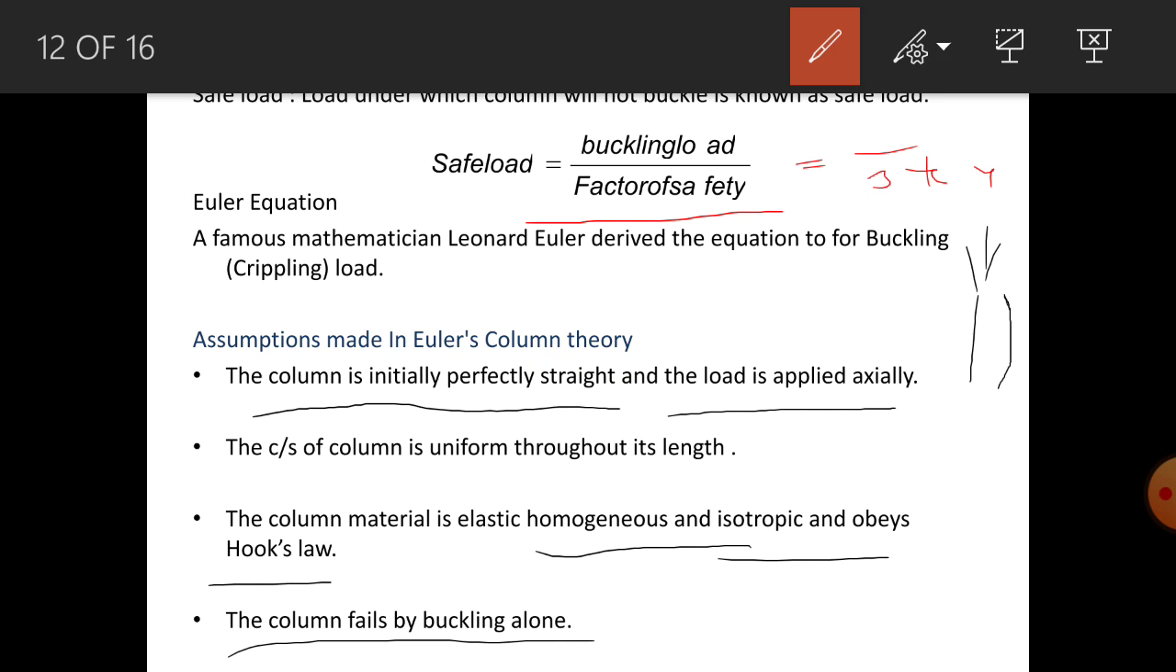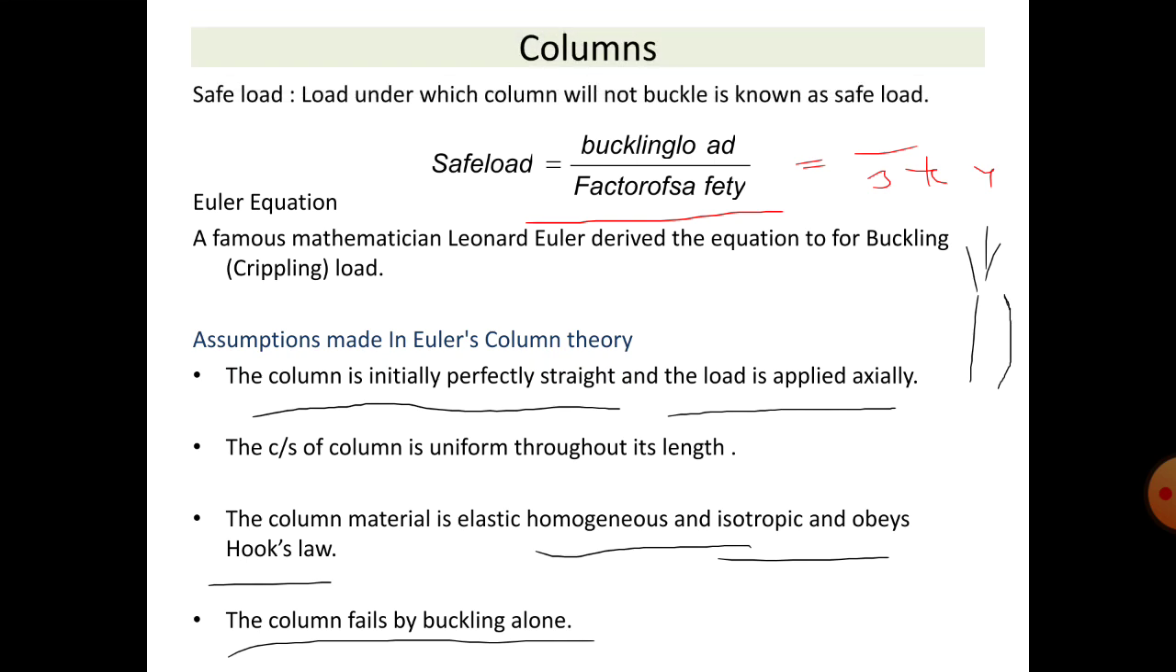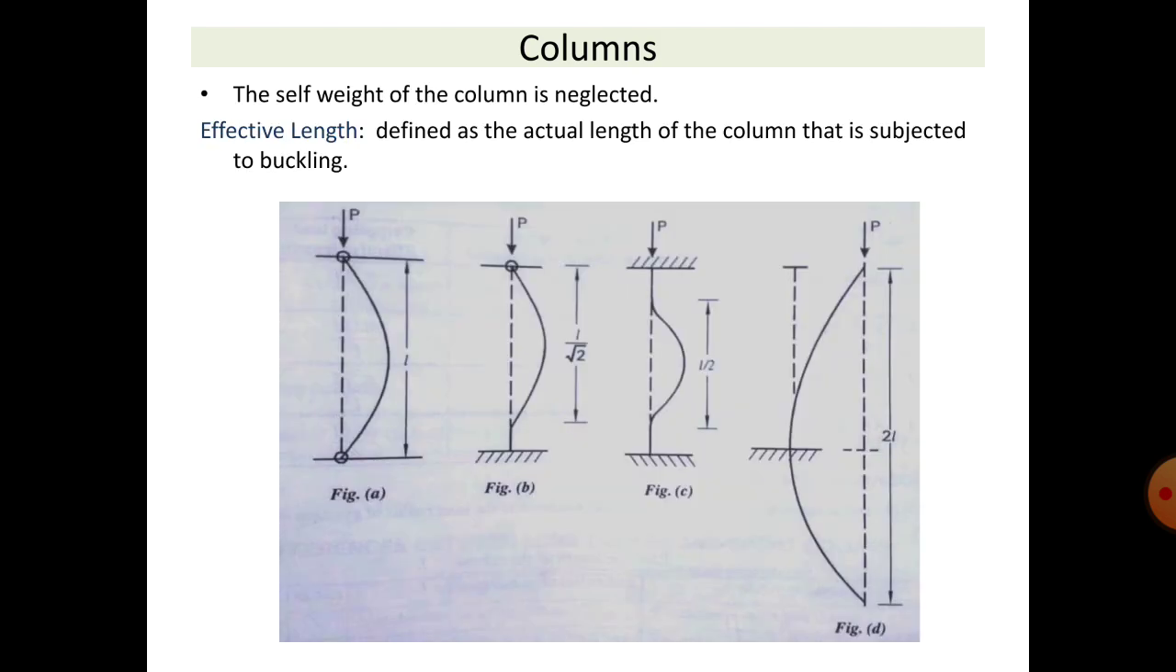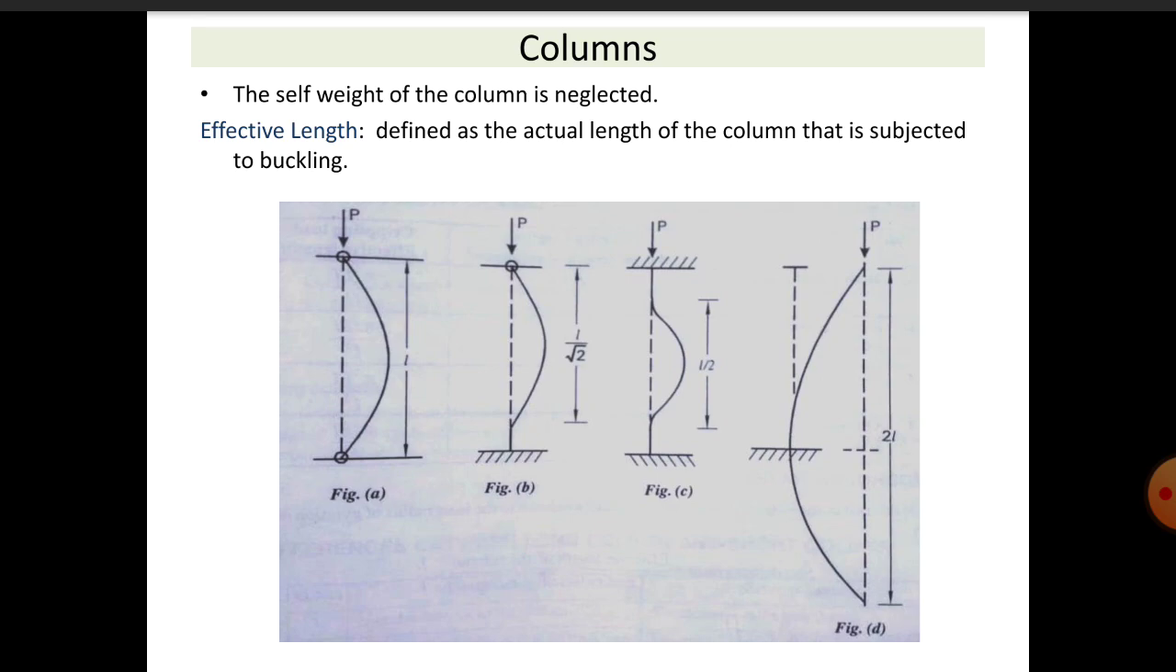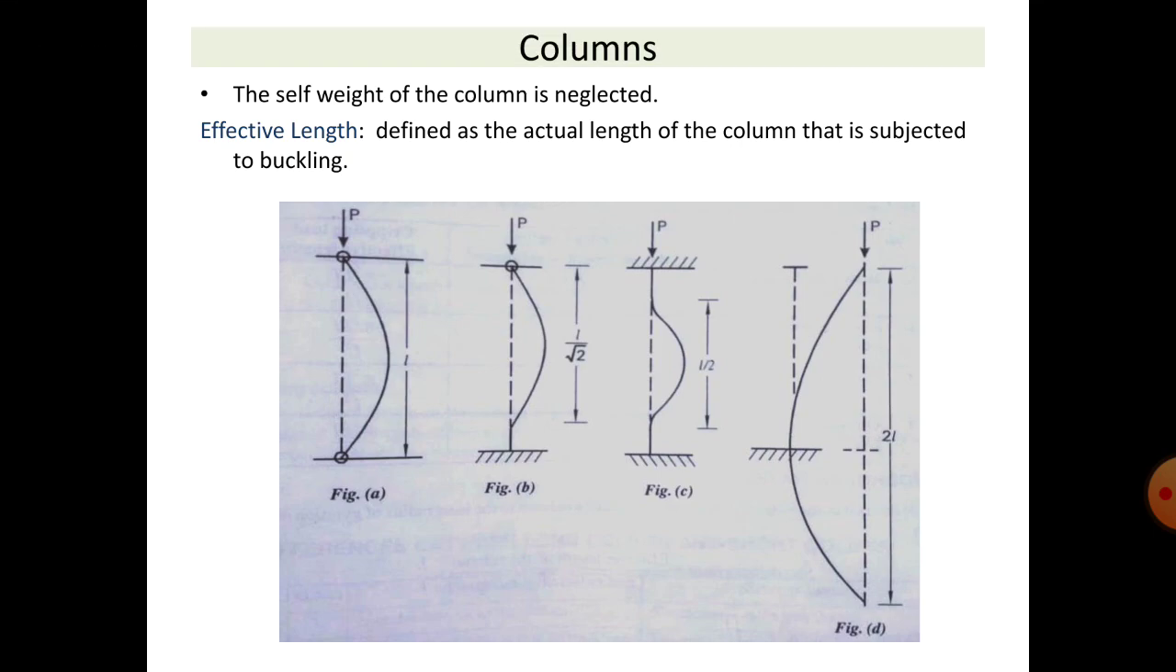Okay, so we assume that the column only fails by buckling, but in the real case it might not be happening. It might be buckling, it might be failing due to crushing, or it might be failing due to both crushing and buckling. But what we assume is that the column will fail only by buckling, or its crippling load. So next is the self weight of the column is neglected. We will not consider the self weight of the columns in the calculations.